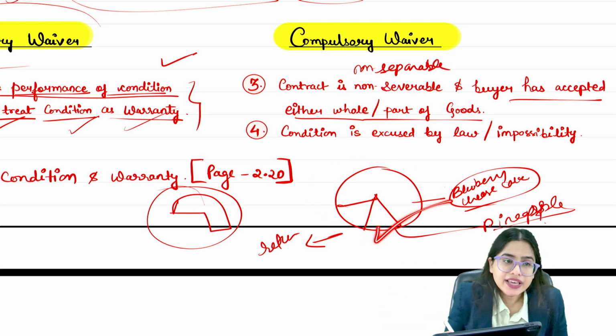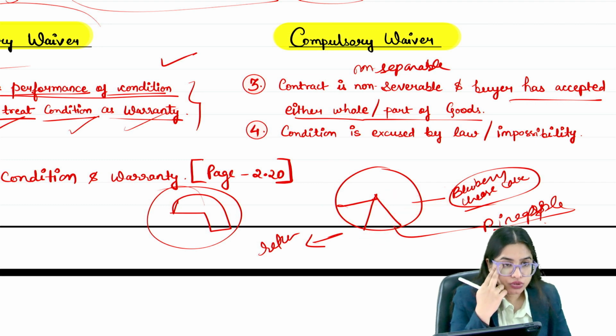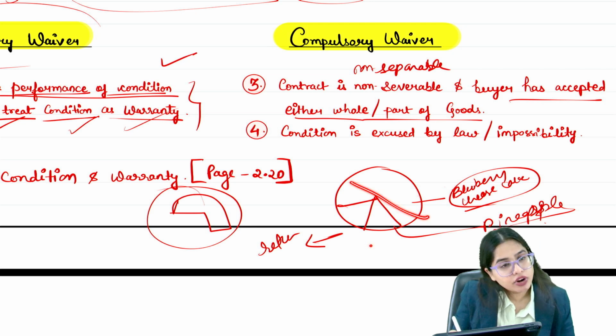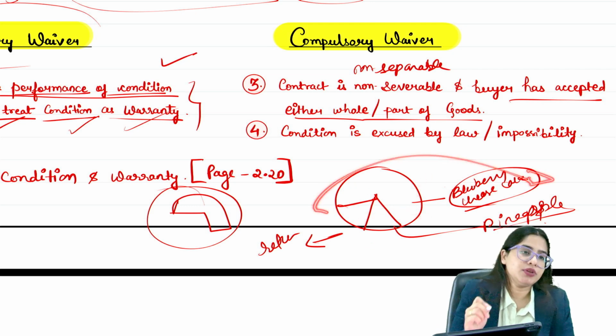In this case, breach of condition will be treated as breach of warranty, because now this cake we cannot return because we have already used half of the cake. We have already eaten half of the cake, so we cannot return it. So we cannot treat it as a breach of condition. So here breach of condition will be treated as breach of warranty.